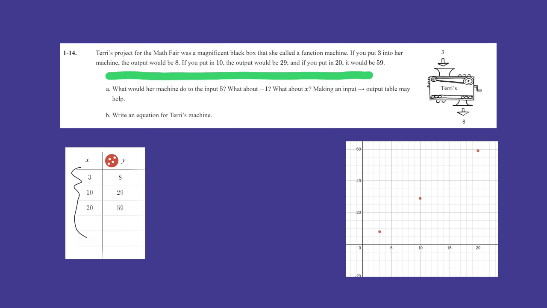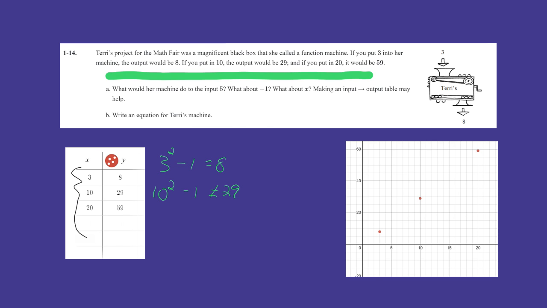So I thought, well, 3 squared, oh, let's get a better color so you can see it. I thought 3 squared is 9 minus 1 would equal 8. Okay, that works, but I've got to try it on another value. So I went 10 squared minus 1. Well, that does not equal 29. So the rule I came up with was wrong. So I've got to figure out a different way.